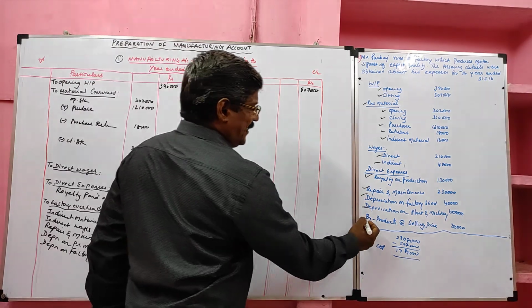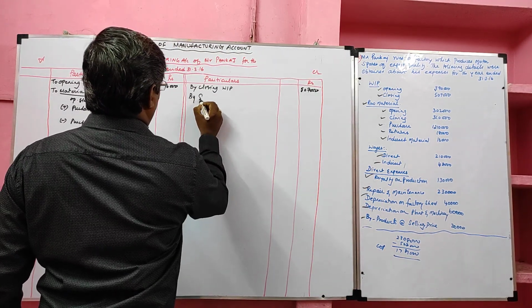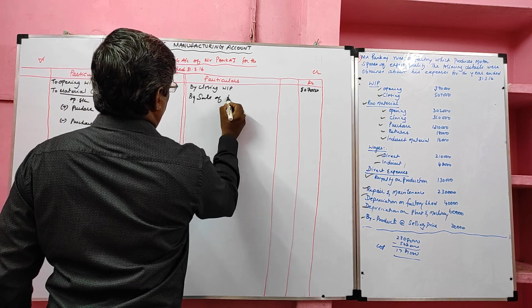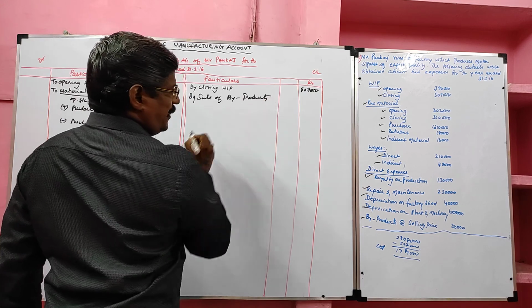Then, as I said, sale of byproduct is an income, and it should be credited.